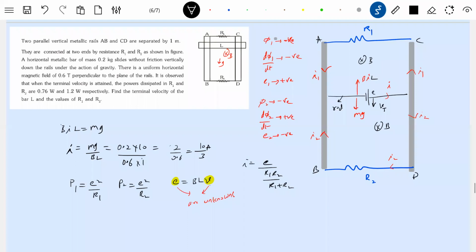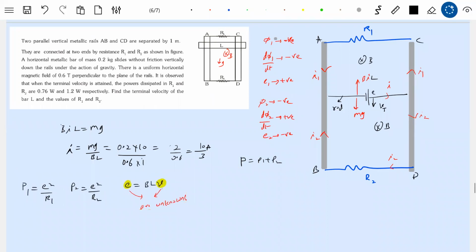Sir, I got E as 0.588. I solved it, sir. Okay, that one. Now I'll do one thing. I'll go for the overall power. P should be equal to P1 plus P2. What is that?